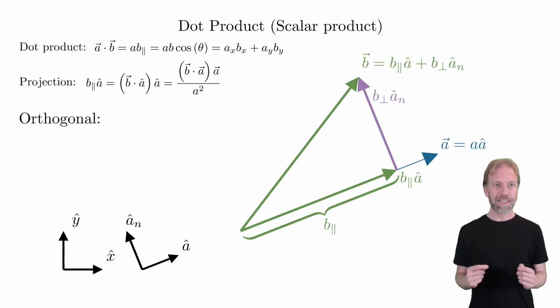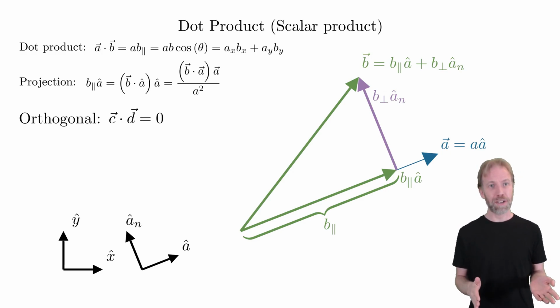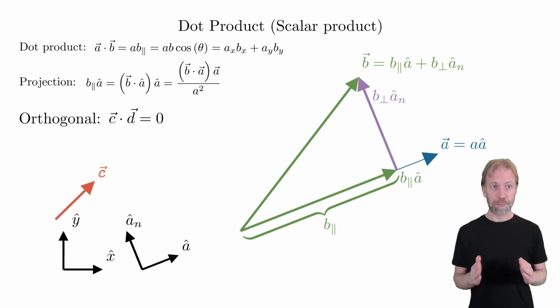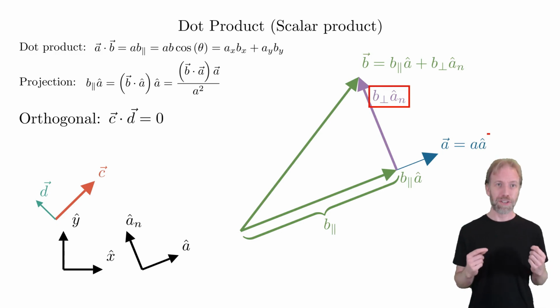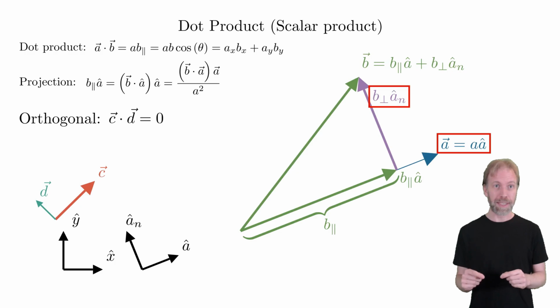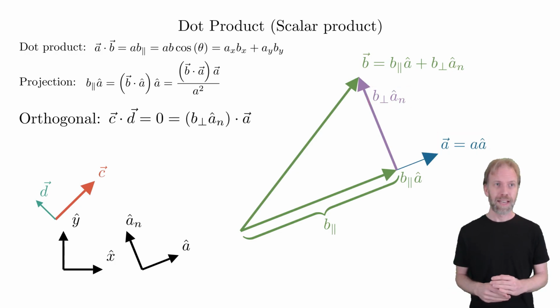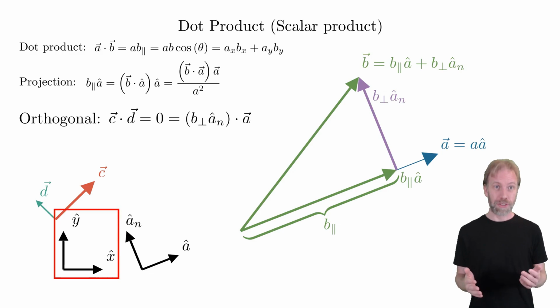Moving on, the next topic is orthogonal vectors, which means that the angle between the vectors is 90 degrees. If two vectors, here C and D, are orthogonal, the dot product will be 0, as they do not have any parallel components. Another example of orthogonal vectors is the perpendicular projection of B, which is orthogonal to A. X hat and Y hat are also orthogonal to each other.